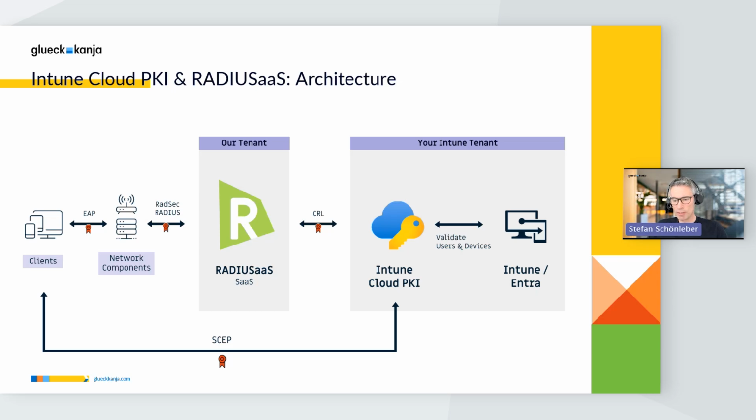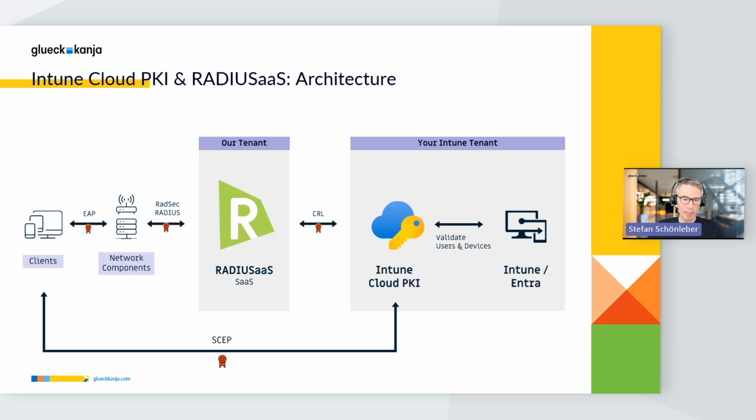On the right side, you see the Cloud PKI. And we already saw in the demo how you issue certificates using Cloud PKI. This is the arrow at the bottom with the SCEP naming on it. So that's how you issue certificates. So let's assume we have the certificates on the client. What do we need now to authenticate to the network?